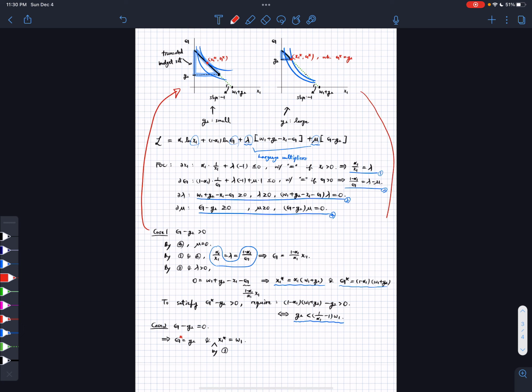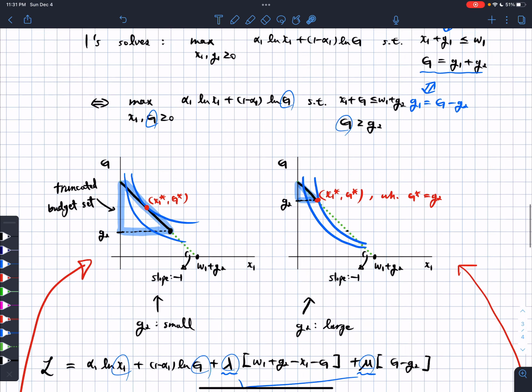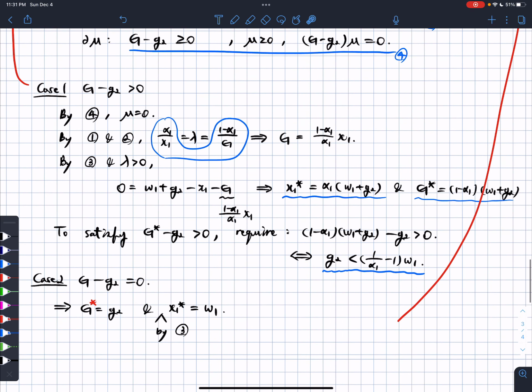So how do we write down the answer to this question? We need to find player 1's best response, right? And it depends on whether this G2 is too big or not, right? If small g2 is less than or equal to this threshold, then we will have big G equal to this and x1 equal to that. And for our purpose, what is more important is to find player 1's choice of contribution to the public good, right? So how do we find that?